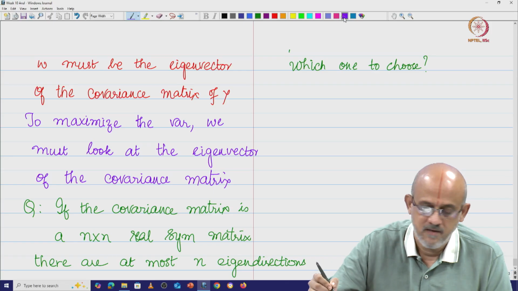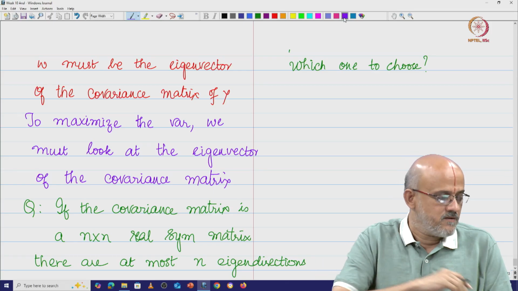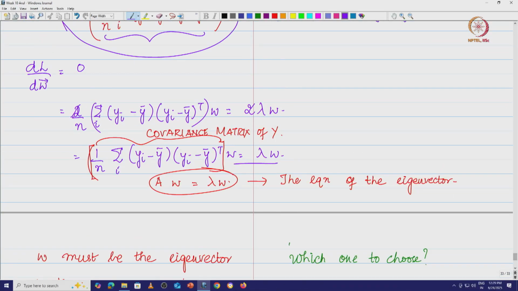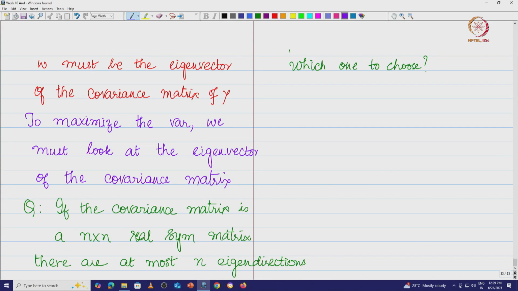So, what is the value of L, the Lagrangian that we have? This expression that we have here, which is basically lambda W, let me call this 1. Let me write this expression again. This 1 is nothing but 1 by n, sigma (yi minus y bar) into (yi minus y bar) the whole transpose, the whole thing into W is equal to lambda W. This is what we had. So, what we will do is substitute this in our Lagrangian expression.